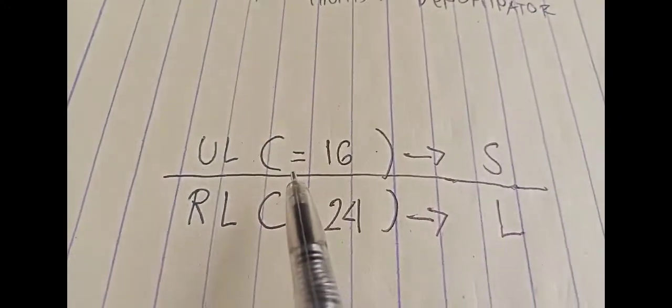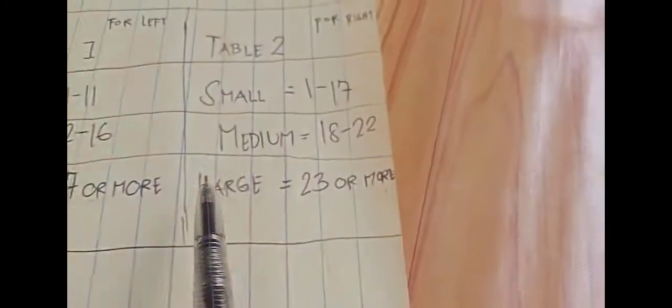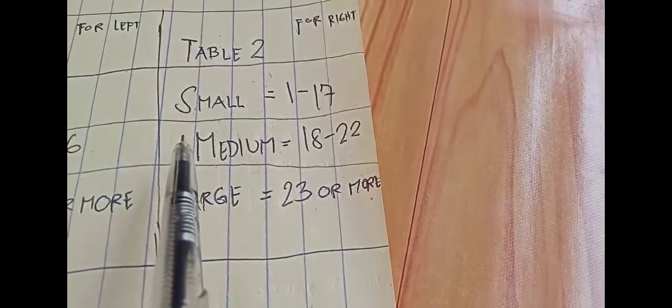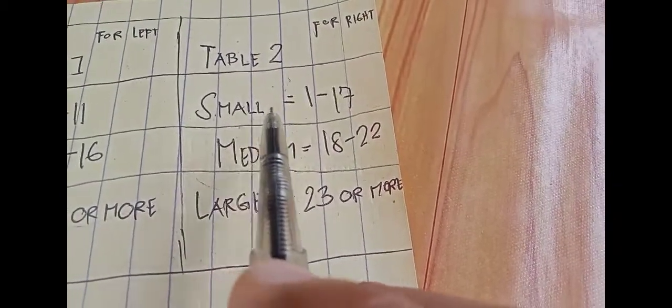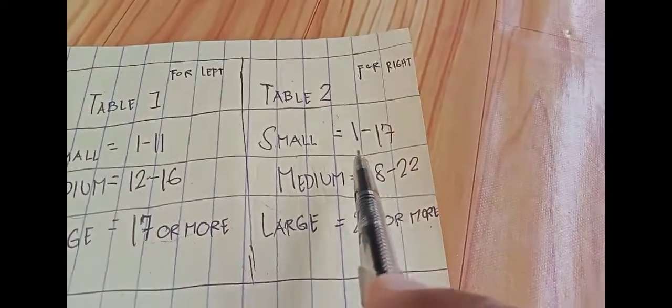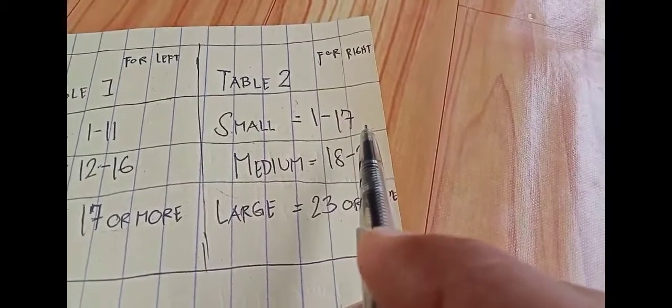And next is the right thumb. We have here the ulnar loop, and it has a ridge count of 16. So we will look for its symbol at table 2. So it is clear that it belongs to the small because it is 16, and for the small it is 1 up to 17. So I wrote a capital letter S. And this is our major division.